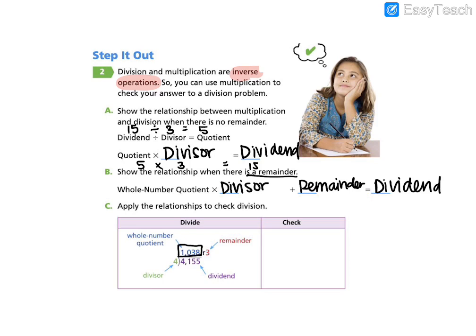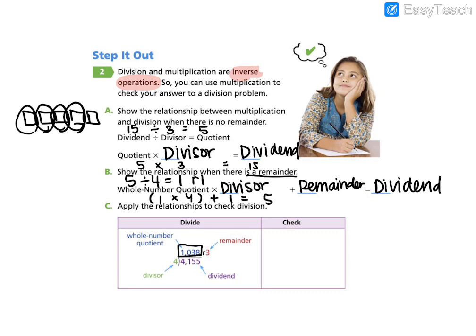So if you think about, let's say, 5 divided by 4, right? We take 5, we put it in 4 groups. There's 1 in each group and a remainder of 1. Then we would take that 1, multiply by our divisor, which is 4. We would add that remainder of 1, and it would equal our dividend of 5.